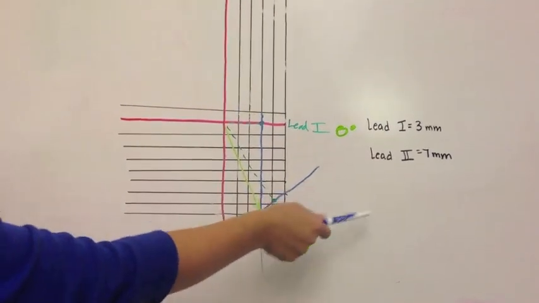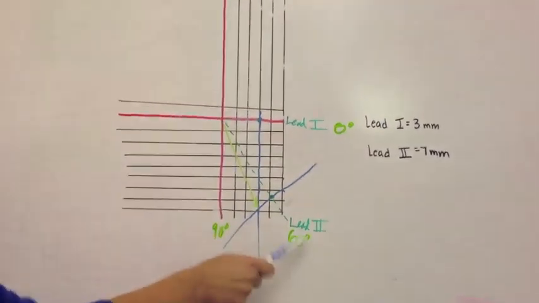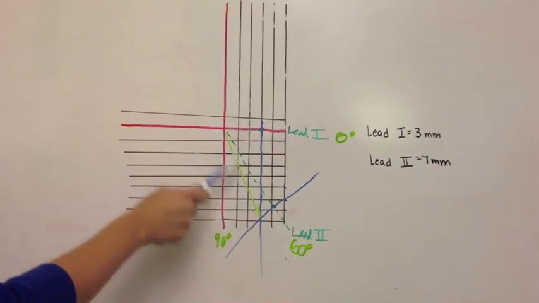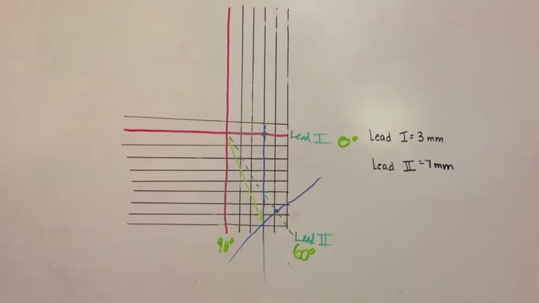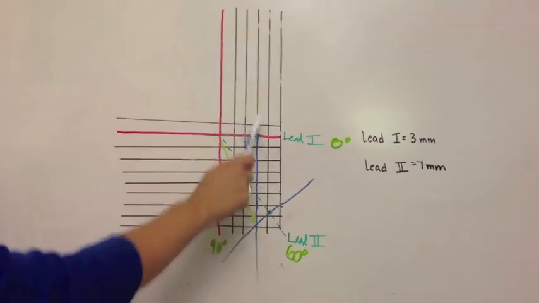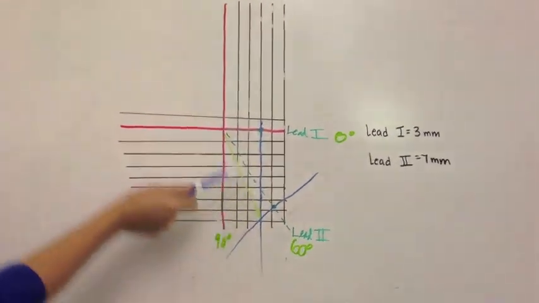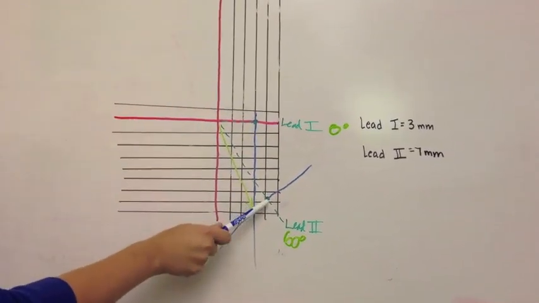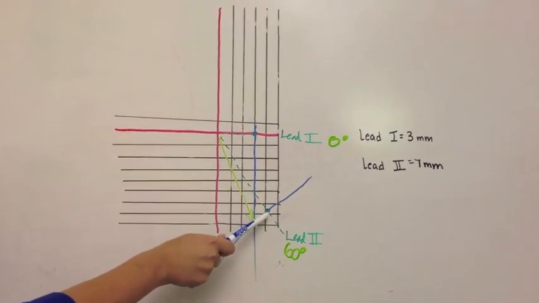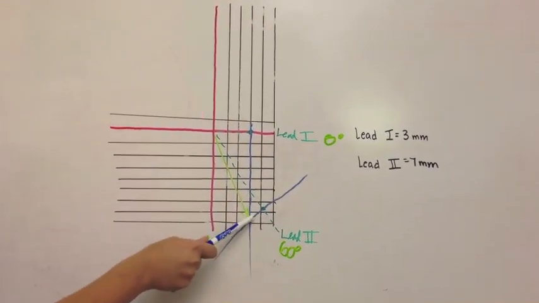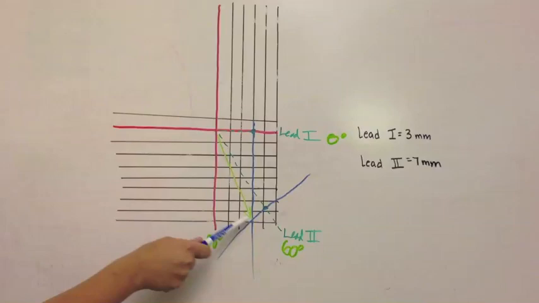And then our lead 2 was 7 millimeters, and lead 2 is at a diagonal. Ideally, you would measure this out completely with a ruler. We didn't have one, so we estimated, and lead 2 was here. So what you do is you draw a line straight down from the 3 millimeters, and you draw a line down to your dot for lead 2, and then you do a perpendicular. And where these two intersect, that is the direction of your arrow.